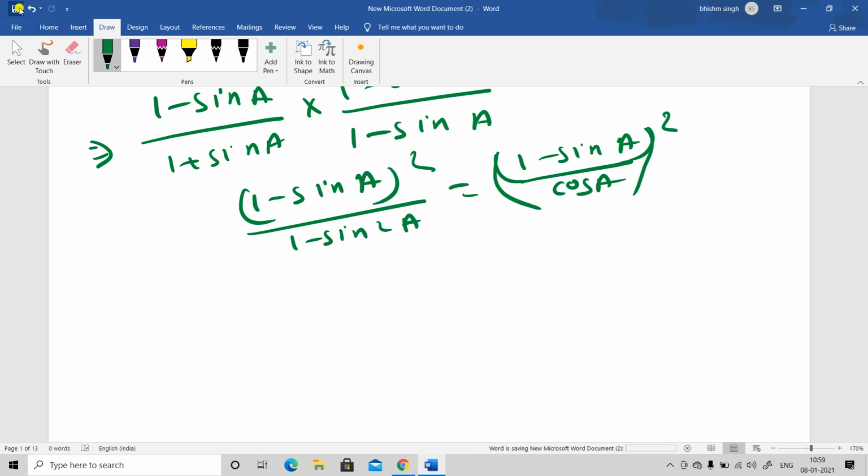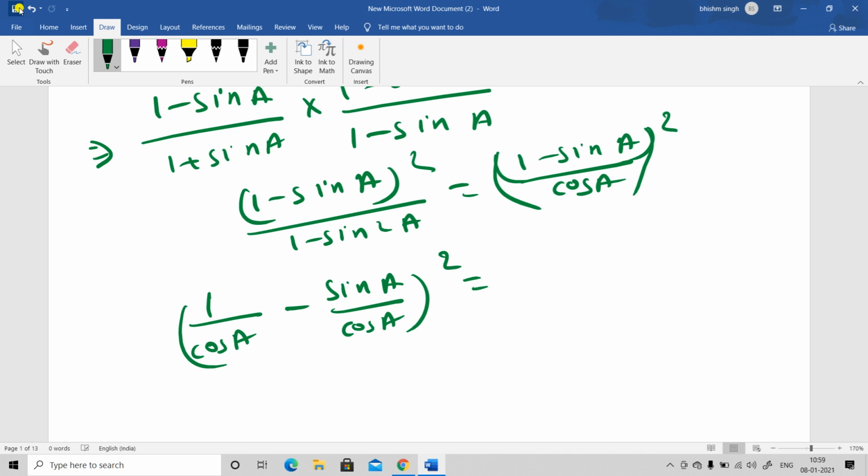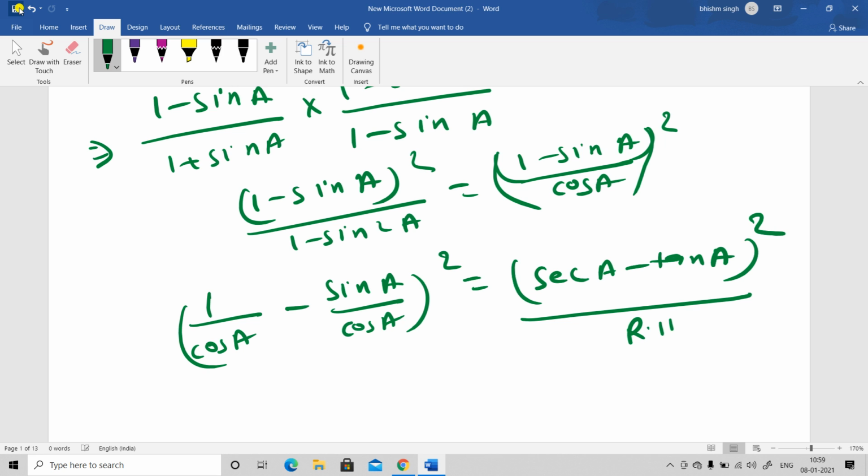So we get (1 by cos A minus sin A divided by cos A) whole square, and this is (sec A minus tan A) whole square. So this is the answer. We got the RHS here.